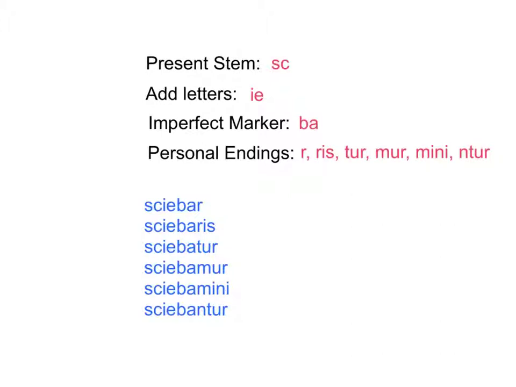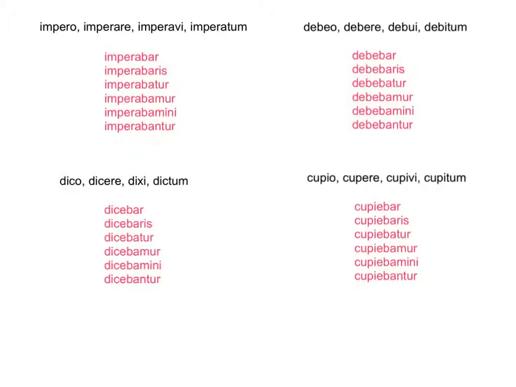Let's see what some of the other conjugations look like in the imperfect passive. Imperfect passive is really easy. The parts just go together exactly the way they should. For first conjugation up here, we have an A that comes after the stem, and then BA, and then r, ris, tur, mur, mini, ntur. For second conjugation here, we have E, just like we should, BA, and then r, ris, tur, mur, mini, ntur. Debebar, debebaris, debebatur, debebamur, debebamini, debebantur.